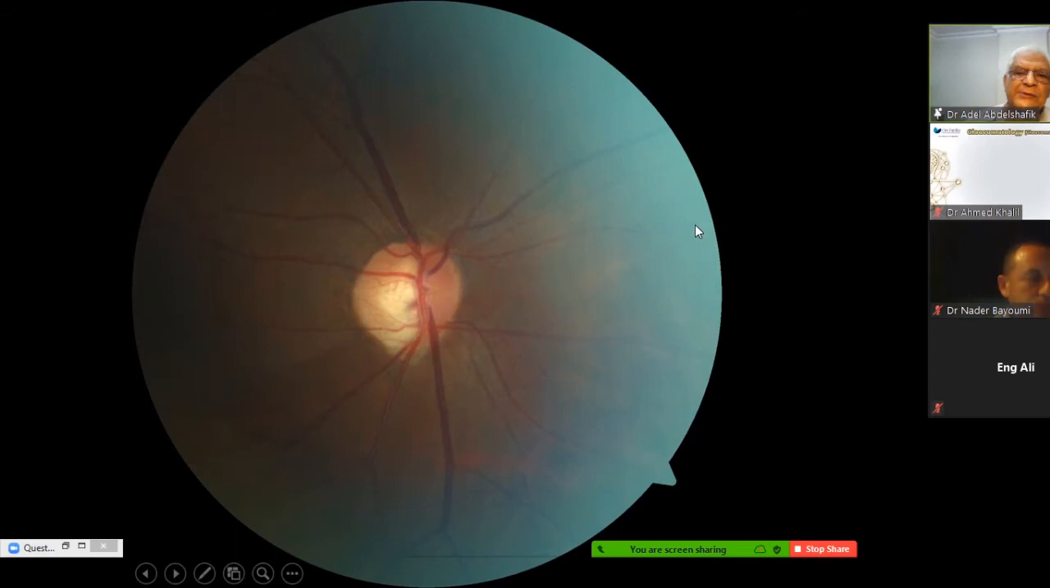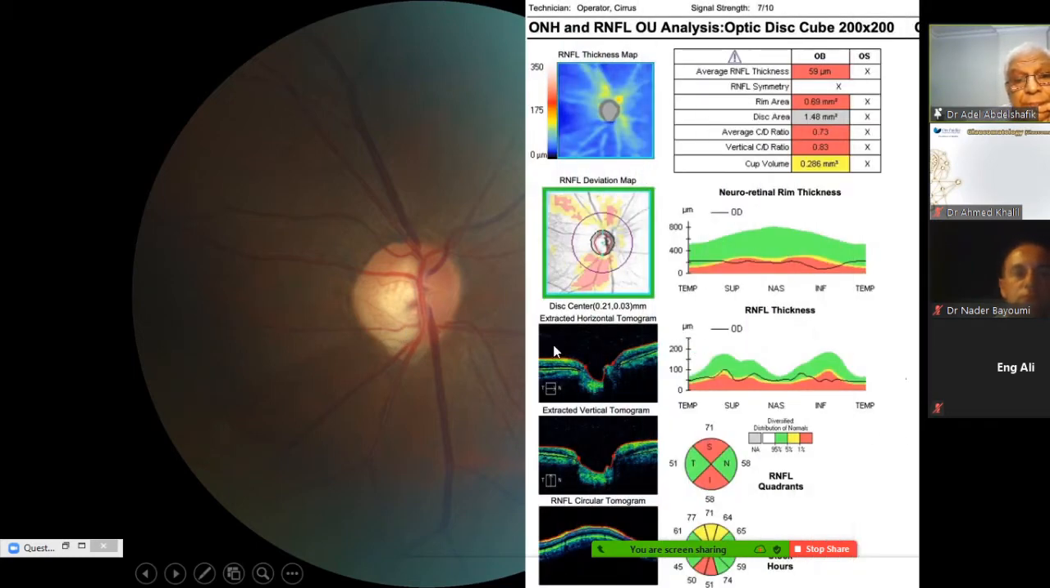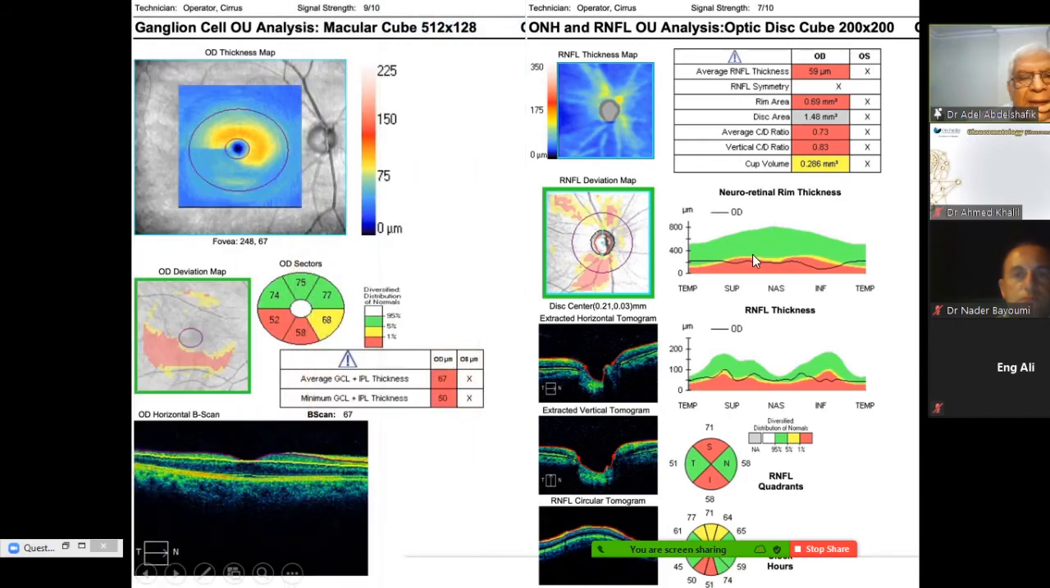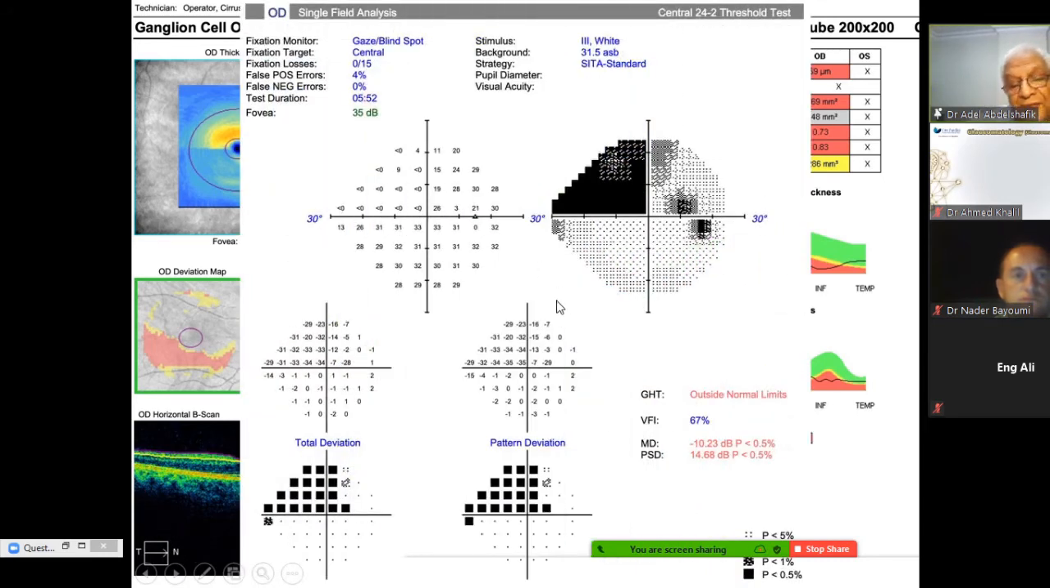I'm going to show you some examples. Here you have damage in the lower part. If you check the OCT, you have changes here in the inferior. This is the nerve fiber layer. This is the neural tissue, the disc, the neural rim. And this is the macula. You get things going on here together, respecting the horizontal raphe, and the field changes going on, then you are certain of your diagnosis.